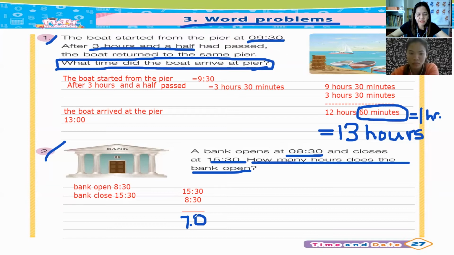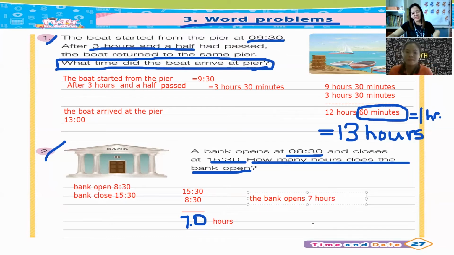7 hours. So how will you answer this properly? Okay, the sentence will be, the bank open what? How many hours? 7 hours. Yeah. Sorry. Okay, the bank opens 7 hours. Yes. So that is the proper way to answer it.